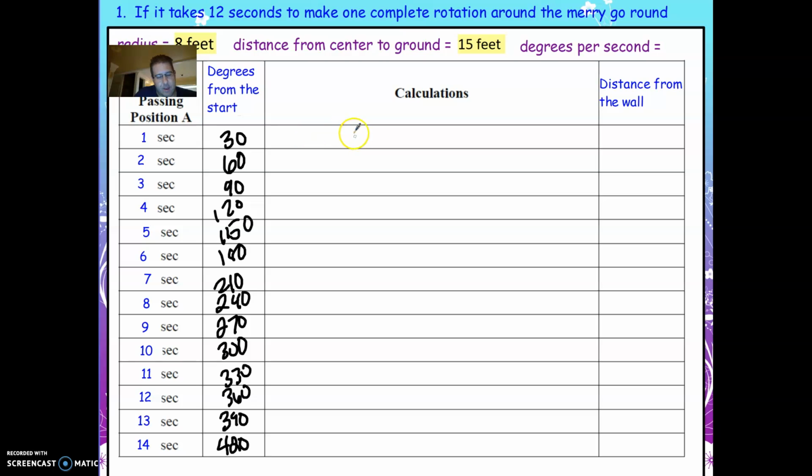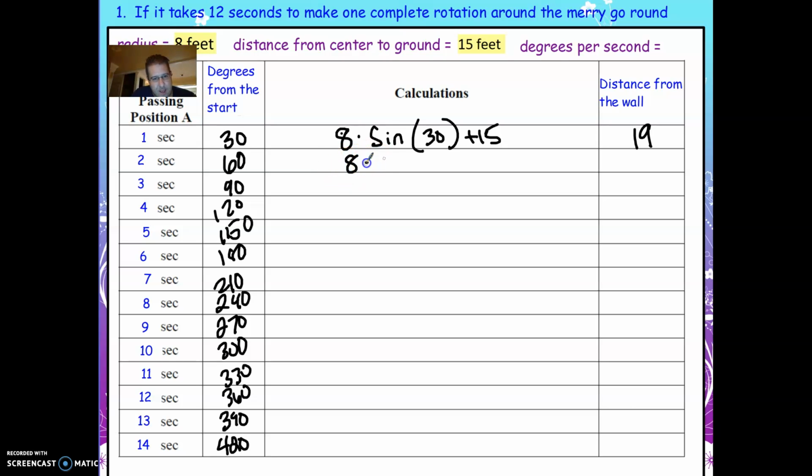So in order to do that calculation, I'm going to do the radius times sine, and this is the formula that we end up using. This is the whole point of this. So 8 times sine of 30. And if you add your center height, that'll give you your distance from the wall. So 8 times sine of 30, end parenthesis, add 15, and you get 19 exactly. Now, you're not going to get a whole number every single time.